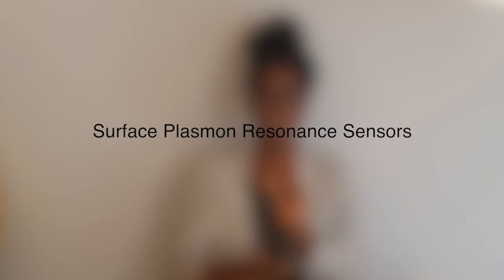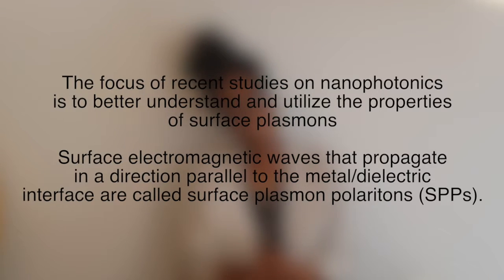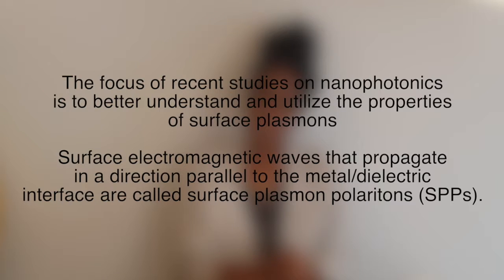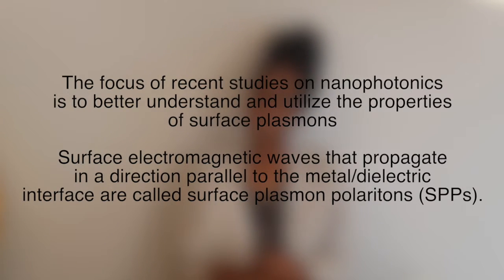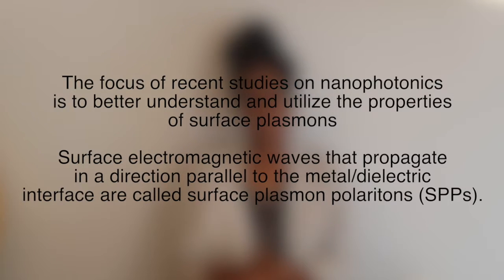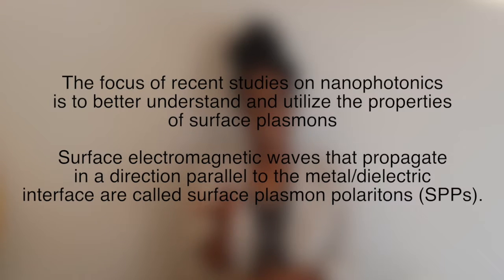Another type of optical sensor is the surface plasmon resonance sensor. Now, maybe some of you know or don't know, but the focus of recent studies in nanophotonics is to better understand and utilize the different properties of surface plasmons, which are oscillations coupled with metal and dielectric interfaces. Using surface plasmons has enabled distinguishable optical phenomena, not only for molecular sensors, but also for different emerging nanodevices, such as nano antennas, nano grating couplers, and plasmonic near-field scanning optical microscopy.